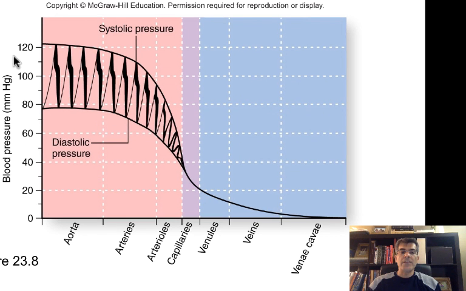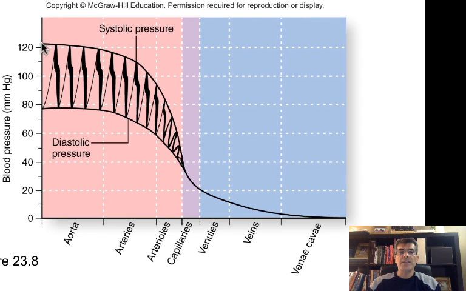Now, if you look at this diagram, you can see the x-axis shows different types of vessels. Let's assume here is your heart, and the heart is going to pump into the aorta. Blood is going to go to the artery, and then arteriole, capillary, venule, and finally it's going to get to the vena cava and back to the heart. So that shows the sequence of the vessels. The y-axis shows the blood pressure.